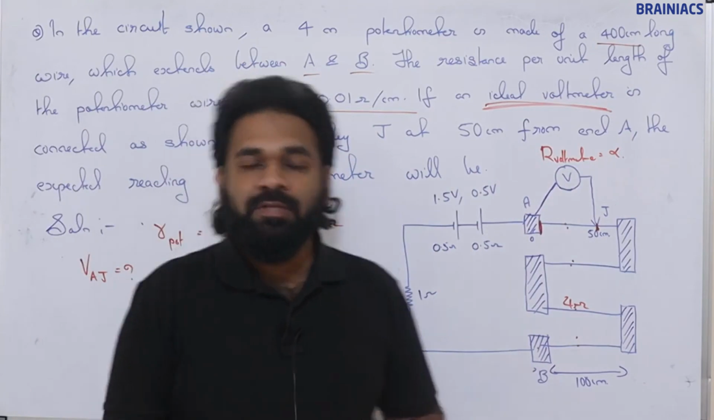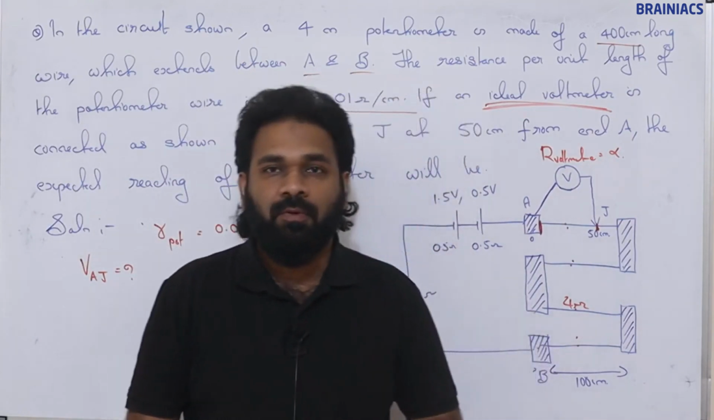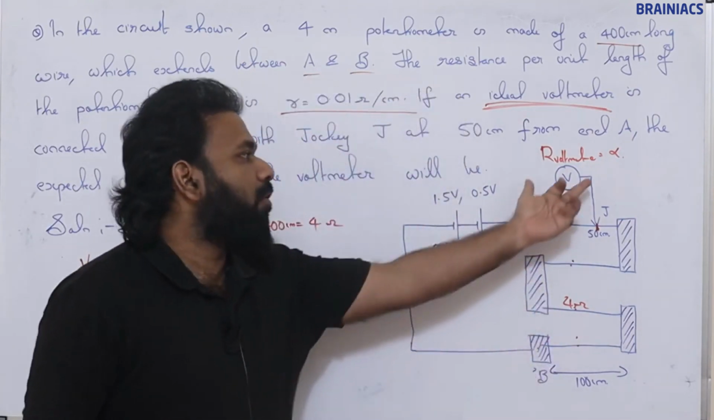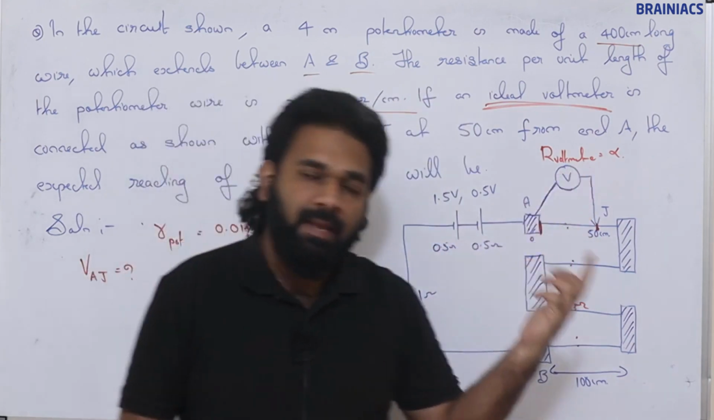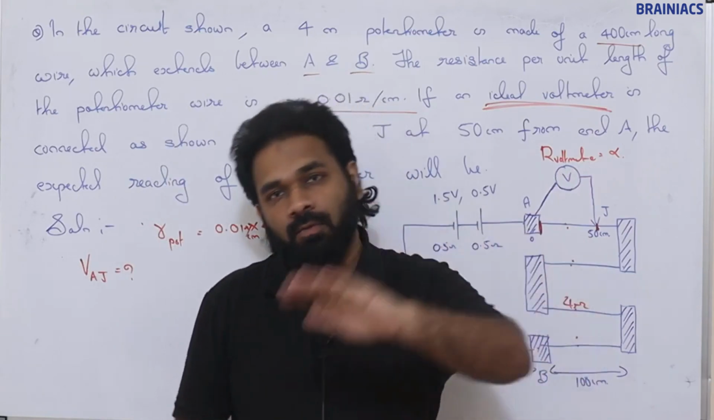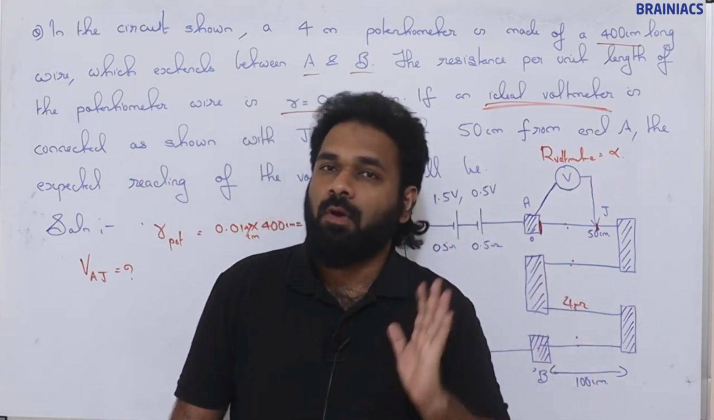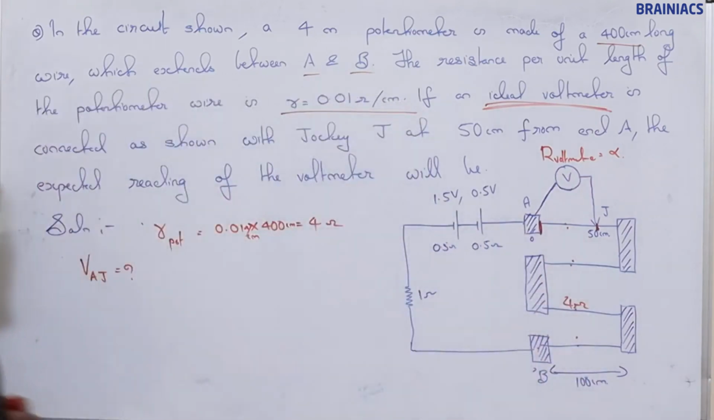So you pause the screen and try for yourself. The necessary voltage here is equal to what? K into x, voltage gradient into that length. That is the concept here. Fine, so pause the screen and try yourself.